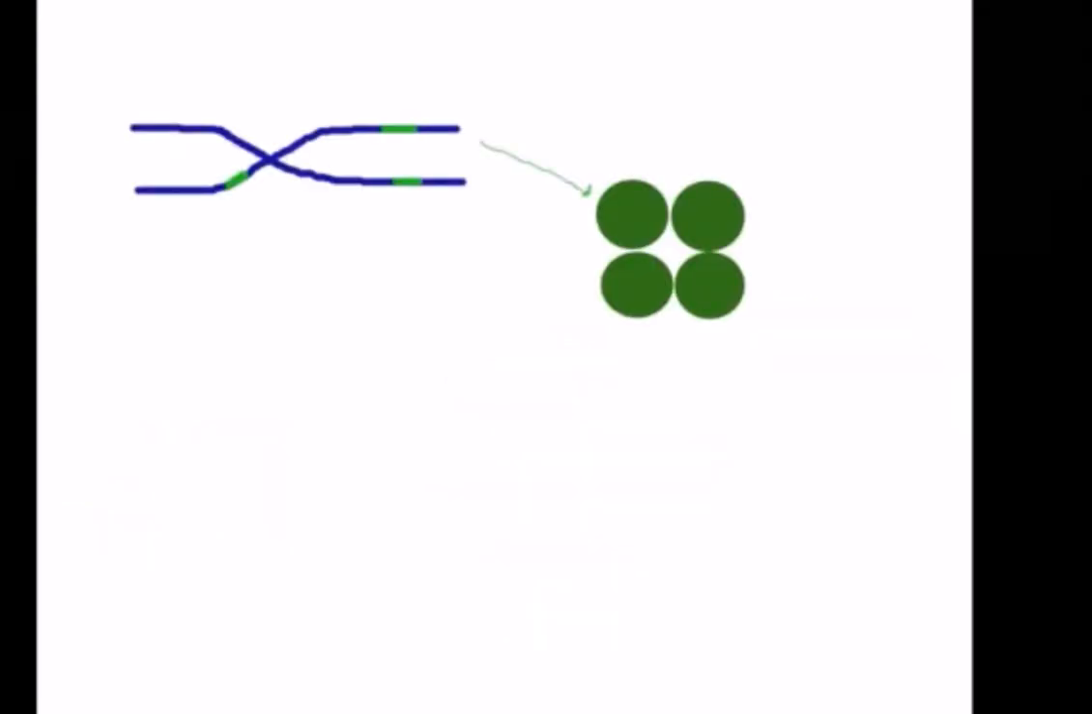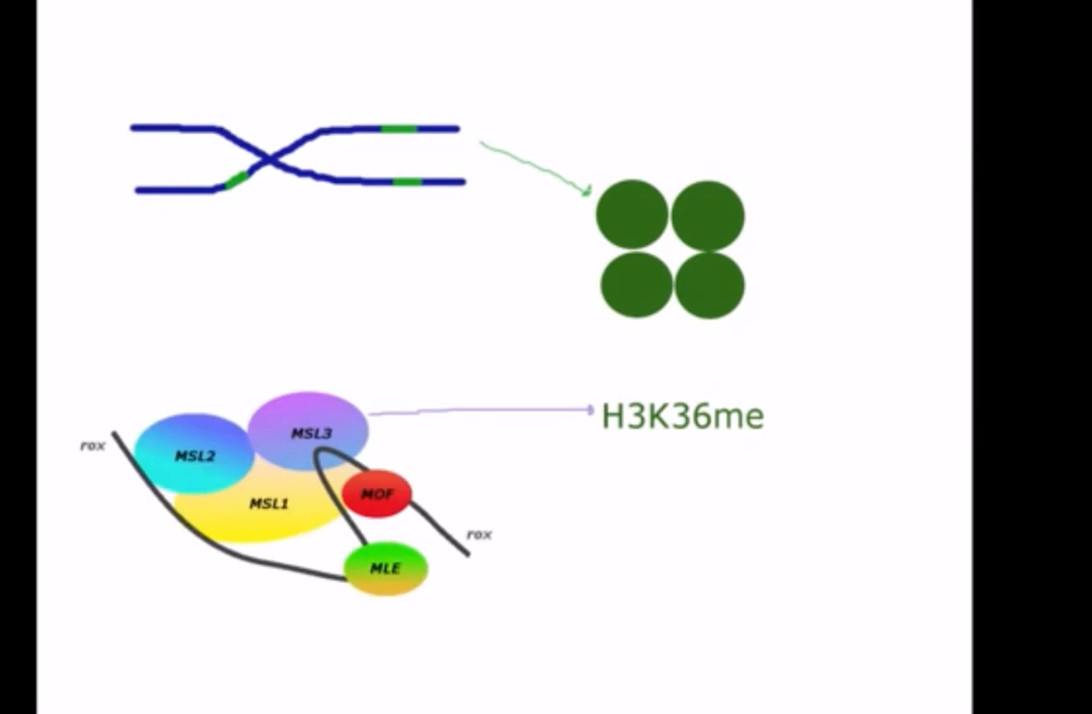Dosage compensation is targeted to active gene segments that have been transcribed. To identify these segments, histone H3K36ME acts as a marker, which may be recognized and bound by MSL3.